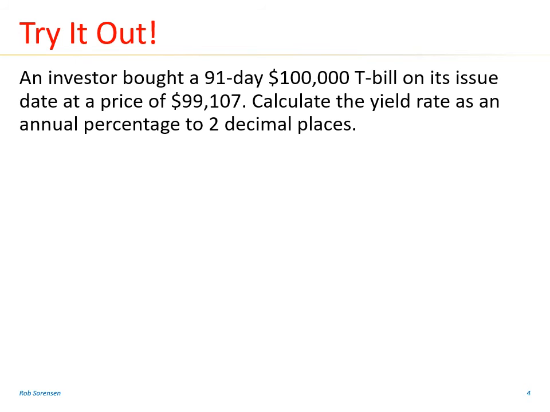Let's give you a chance to try one out. An investor bought a 91-day $100,000 T-bill on its issue date at a price of $99,107. Let's see if you can calculate the yield rate as an annual percent to 2 decimal places. Go ahead and press pause. This is all you need. See if you can work this one out. When you're ready, hit play again, and I'll go through the answer with you.